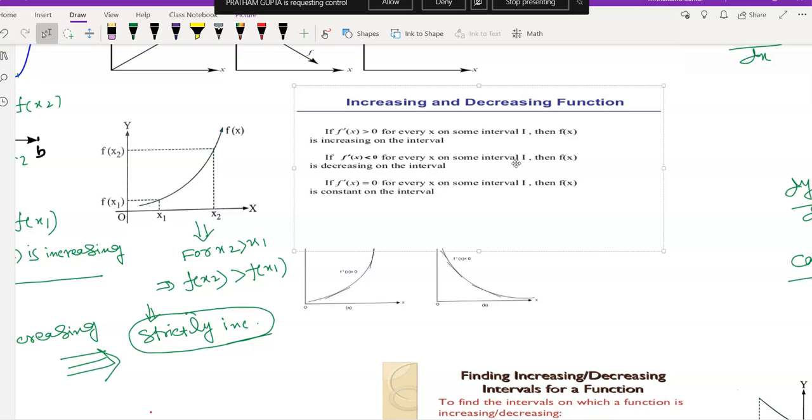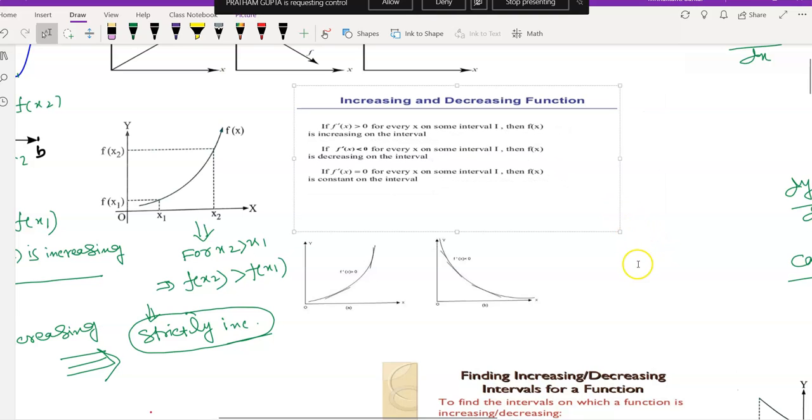This is your textbook definition only. If f dash x equal to 0, the function is going to be constant there. We will say that it is neither increasing nor decreasing. But at the same time, I told you these are the cases for strictly increasing or strictly decreasing. When you say only increasing or only decreasing, then the equal to term may be included there.